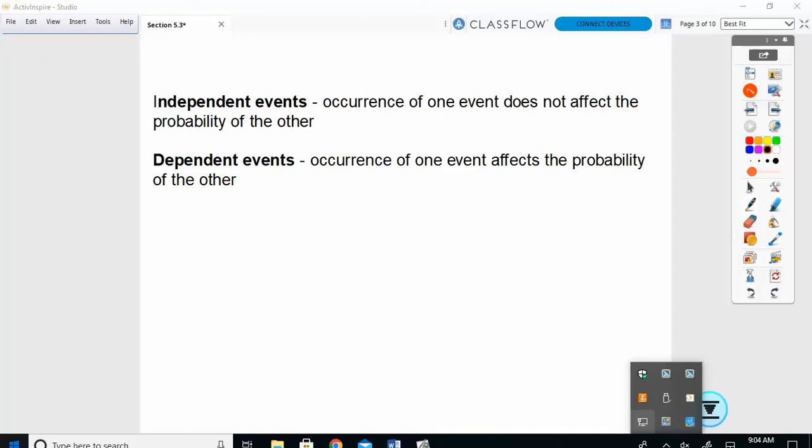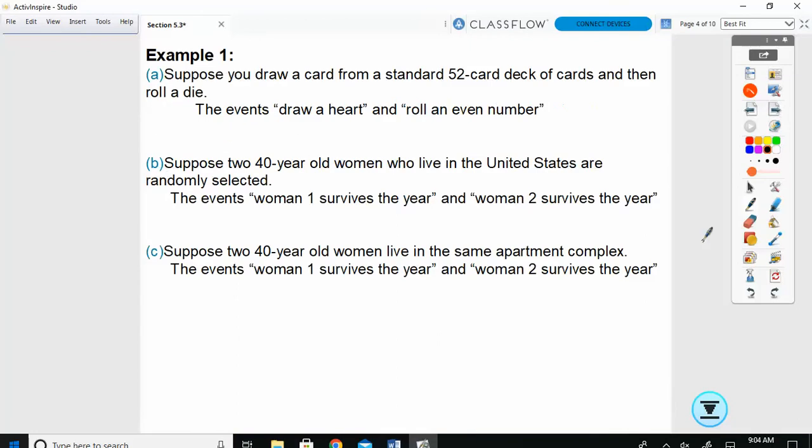So let's just take a look at a few scenarios and see if we can decide if these are independent or dependent. So suppose we're going to draw a card from a deck of cards and then roll a die. So the events draw a heart and roll an even number. Would those be independent or dependent? Does the card I draw from the deck have anything to do with the number I roll on my die? No, they are totally separate. So these are independent events. Even if I roll an even number, that does not change the probability that I get a heart when I draw a card.